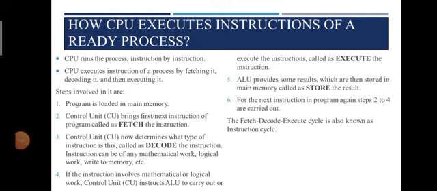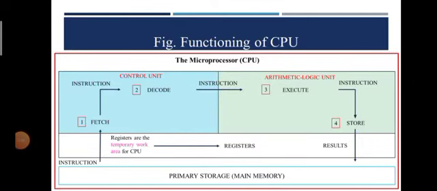Now let us see the figure related to this. This is the functioning of your CPU. Here at the bottom you can see primary storage, that is the main memory. Here the program is loaded. From here it goes to the fetch part. Fetch means the first or the next instruction is being fetched from the program. You can see in this arrow, the instructions from the main memory are fetched and going to the control unit.